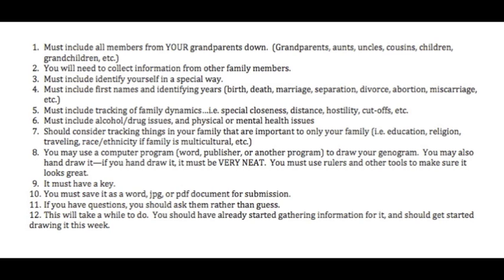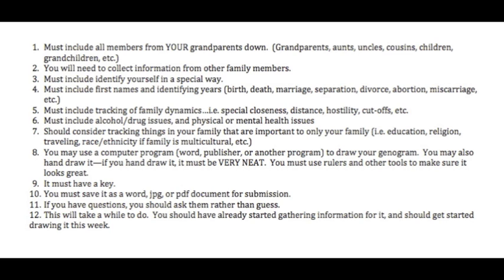In beginning your project, it's important to know that this assignment is like a family tree, but it will hold much more information than just a simple family tree normally would. It will be built similar to a family tree, but I'm going to walk you through the rules and what this should look like when you're finished.